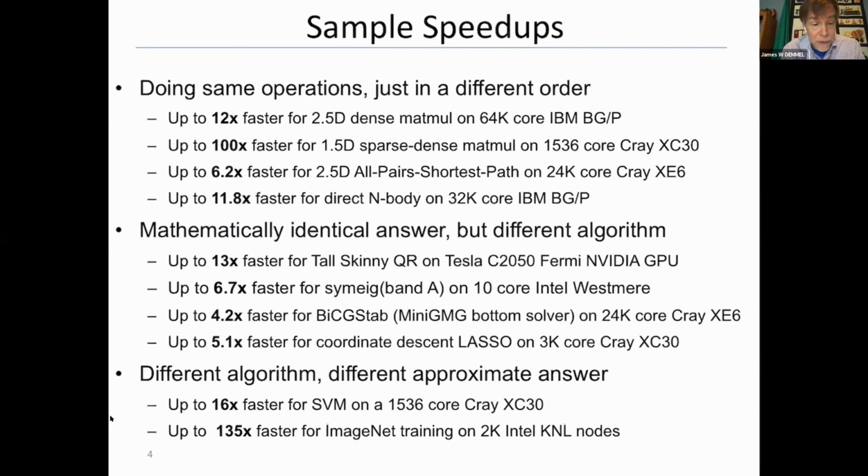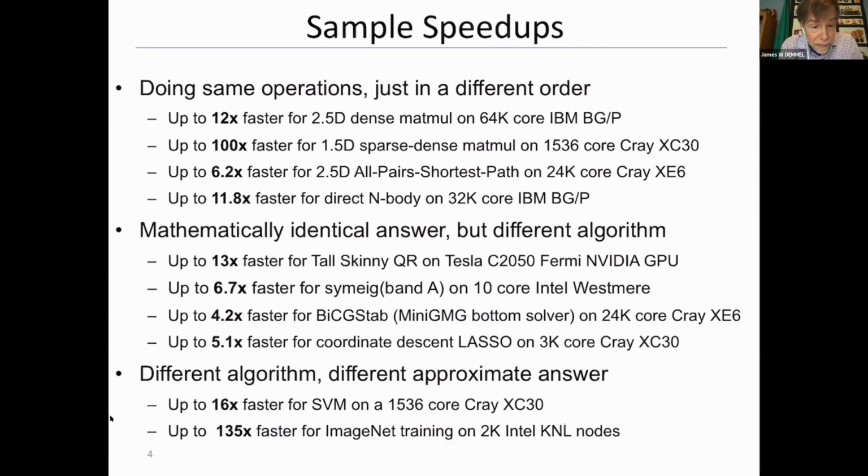Then, of course, you want to sometimes have a different algorithm, but still get the same answer, modulo round off. And there have been a lot of algorithms that have been invented by various people too, including tall, skinny QR, improved symmetric eigensolvers, improved iterative methods like BiCGStab, and you can't avoid machine learning these days, of course, so coordinate descent lasso have also sped up by large factors. And finally, if all you care about is roughly predicting the same dogs and cats, you have a lot of choices in machine learning, and you can use a completely different algorithm and get a different approximate answer. And there, much more is possible. So for support vector machines, there's been big speed ups. And for ImageNet training, the biggest speed up you'll see here on this page is 135x.